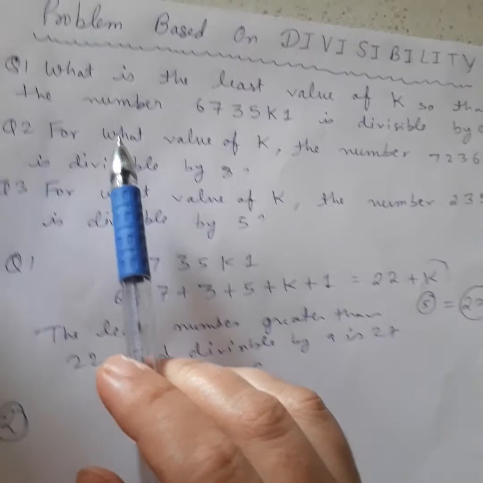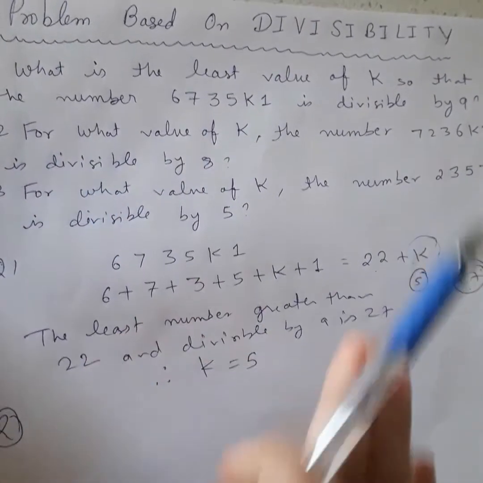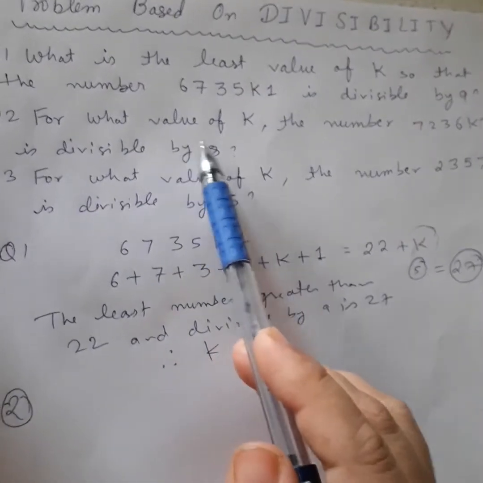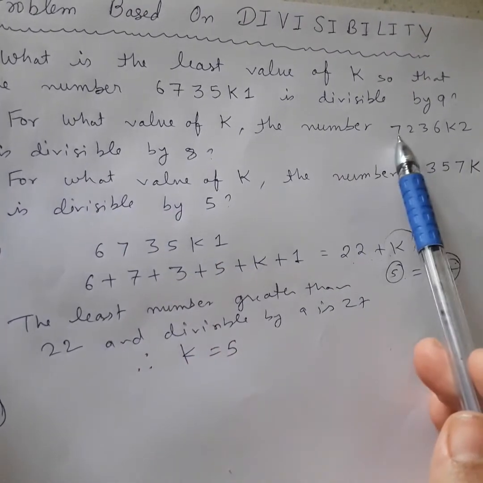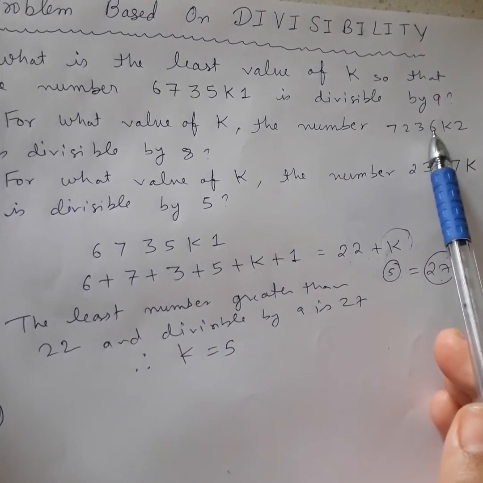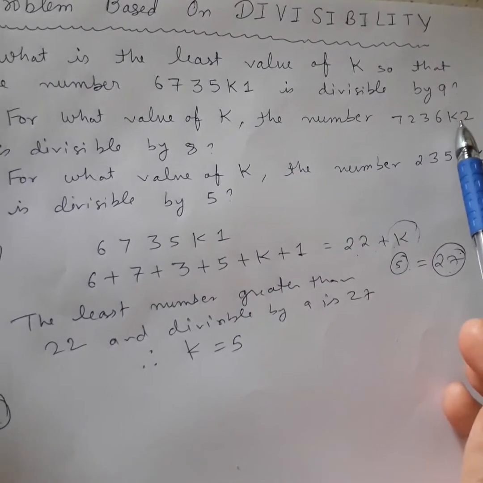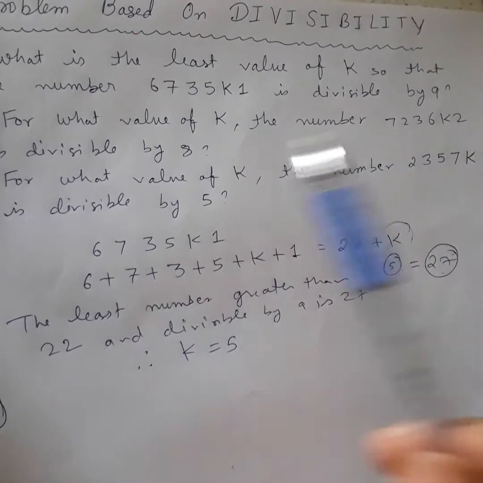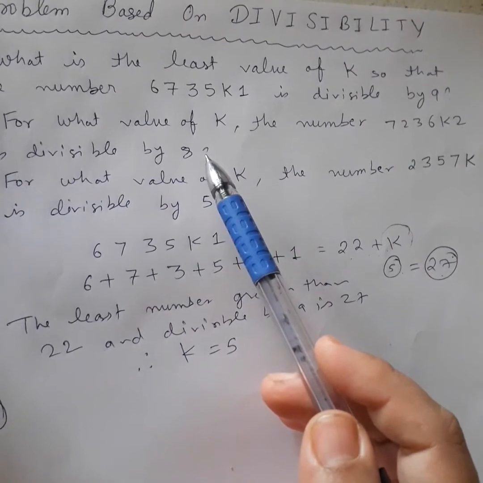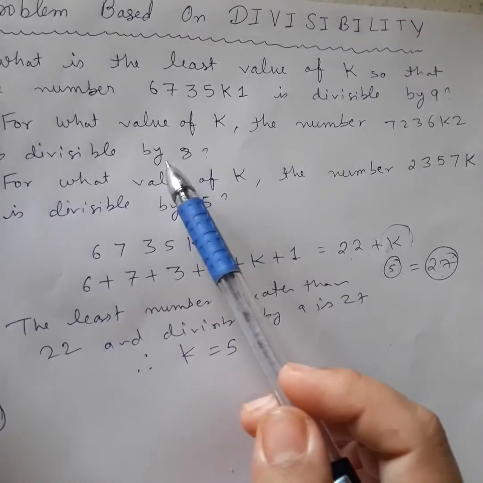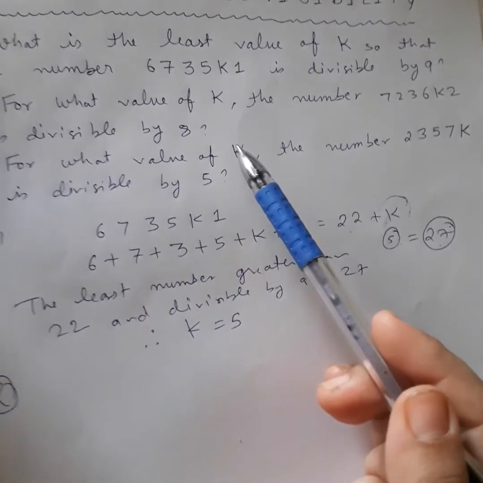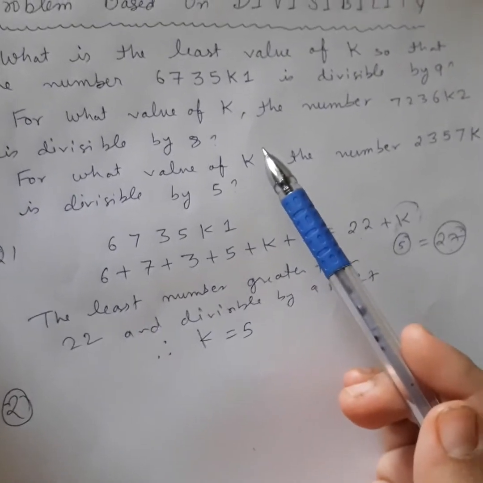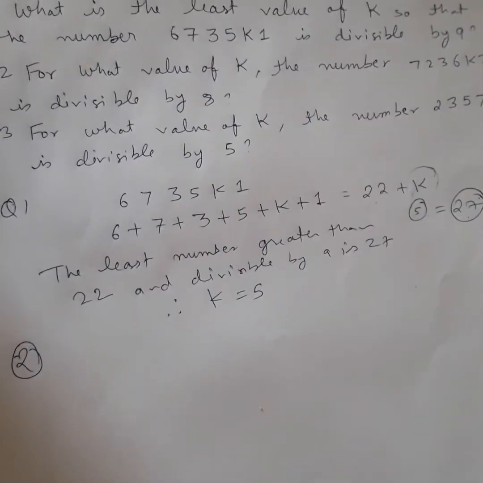Second question is: for what value of k is the number divisible by 8? यहाँ भी आप नंबर देख सकते हैं 7236k2 है. तो we have to find the k so that it is divisible by 8. तो what is the divisibility rule for 8? Divisibility rules हमने पढ़े होंगे. If you want, you can check my previous video for the divisibility rules of 2 to 10.